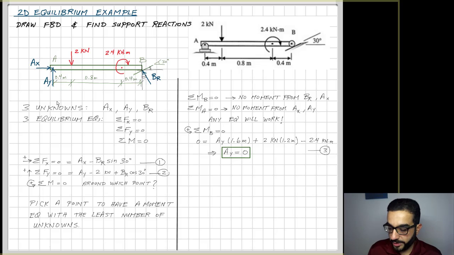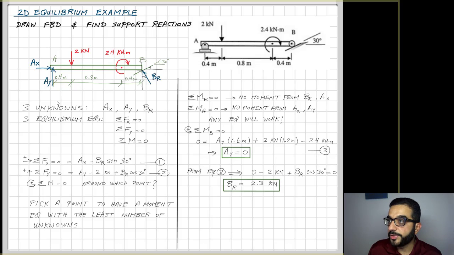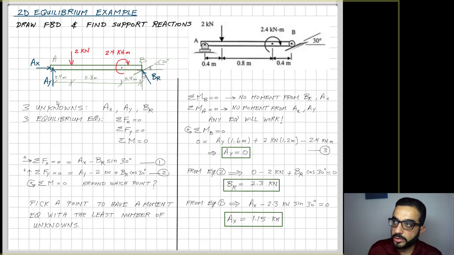So now I can go back to the equations. Specifically equation 2, I can plug in AY equal to 0, and I will end up here with the reaction at B equal to 2.3 kilonewton, and then plugging this value into the first equation, I end up with AX equaling the horizontal component of BR, but going to the right in this case, and I will end up with 1.15 kilonewton.